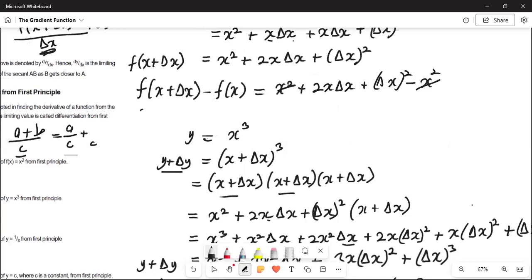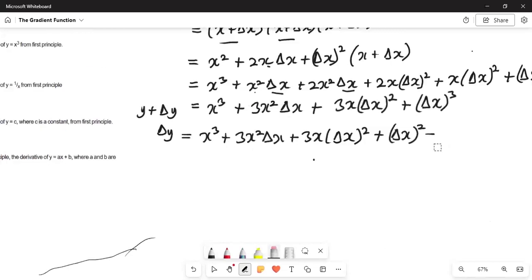But from the function given to us, y is equal to x to power 3. Y is equal to x to power 3. I'll just put x to power 3 there, so that this x to power 3 minus x to power 3 is gone. Therefore, delta y is equal to 3x squared delta x plus 3x delta x squared plus, I wrote 2 here instead of 3, this delta x cubed, please.